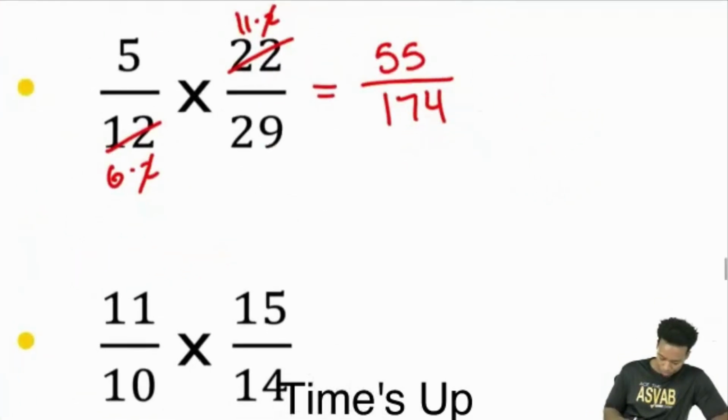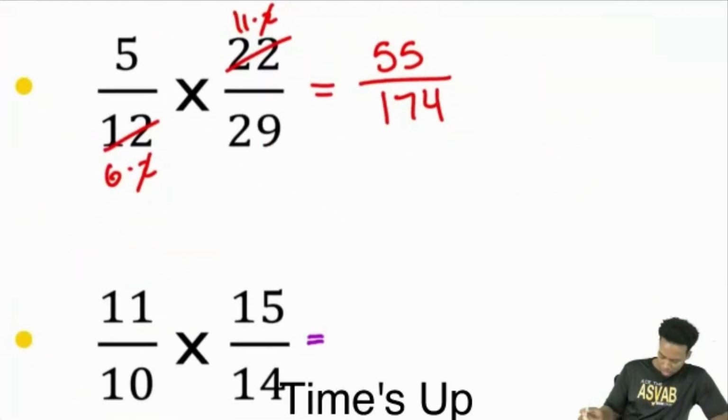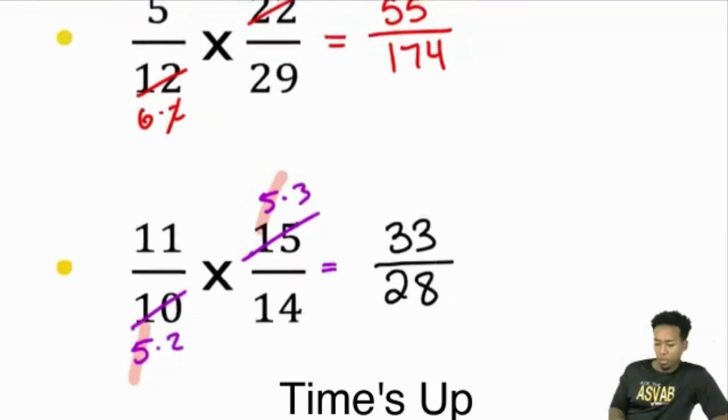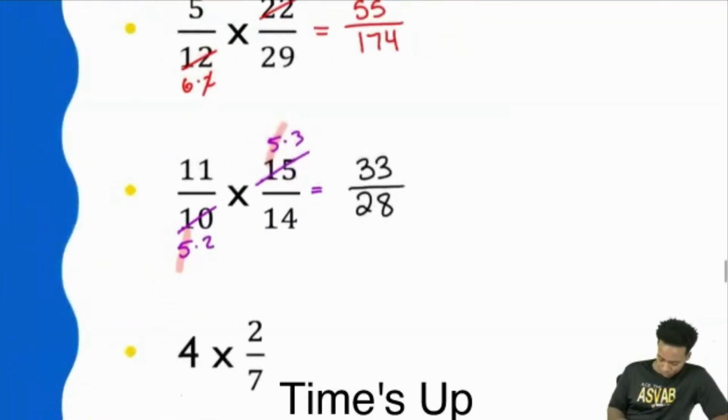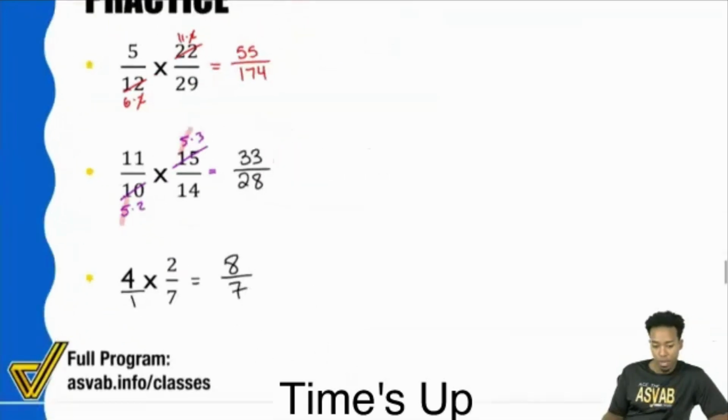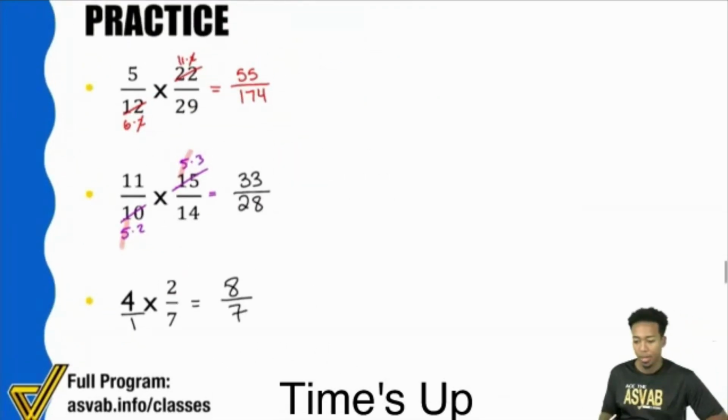Then the second one, let me go ahead and check this out here. 11 over 10 times 15 over 14. 33 over 28 for the second one. And then for the third one, 8 over 7. So those are your 3 answers. Hopefully we're feeling pretty good about that.